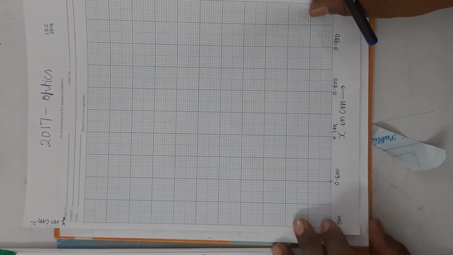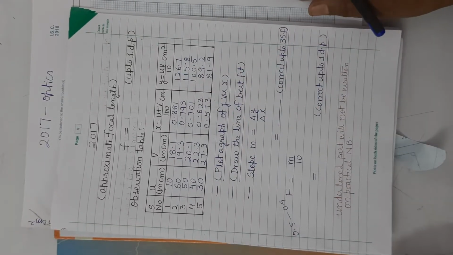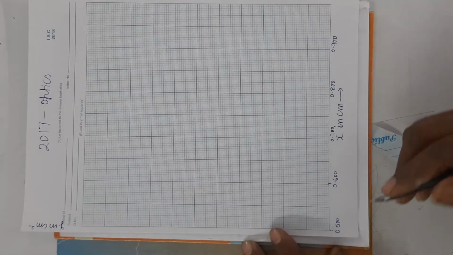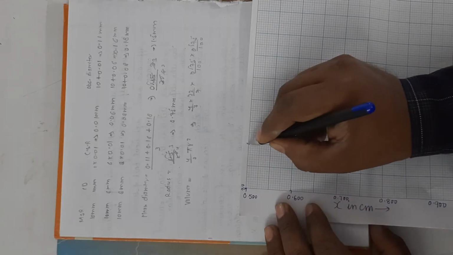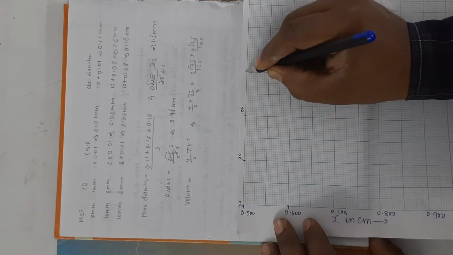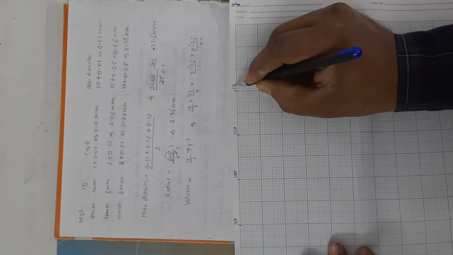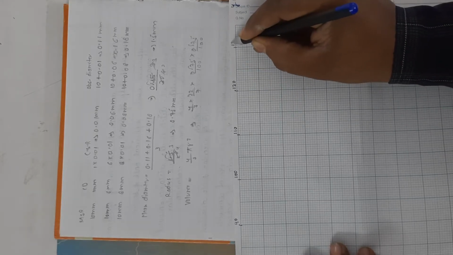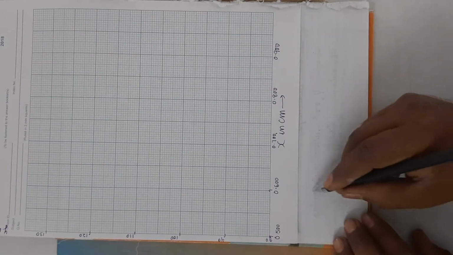You have to select the scale so that about 3/4 part of the graph is covered. If you see the minimum and maximum for y, it is from 80 to 130, which means there is a difference of 50. So you can do it like this: this you can take 80, then 90, then 100, 110, 120, 130.